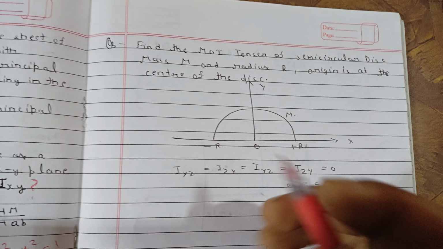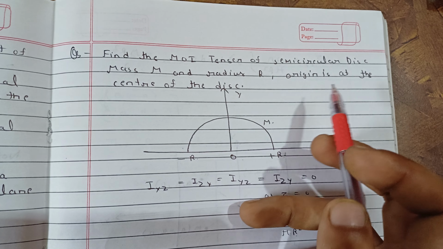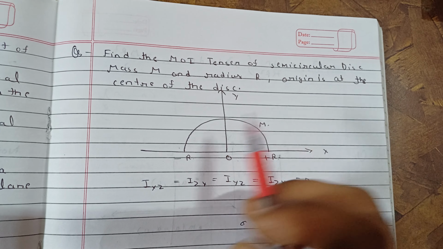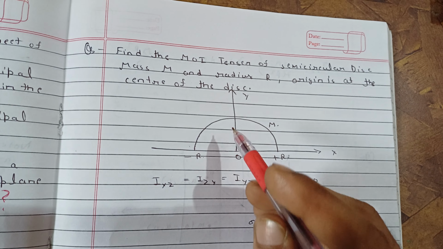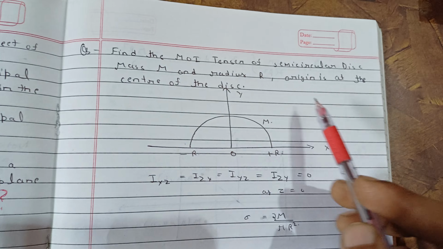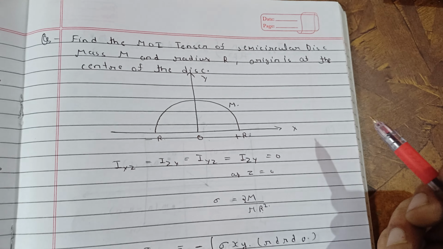Let's see one more question. Find the moment of inertia tensor of the semicircular disk of mass m and radius r, with origin at the center of the disk. So we need to find along this center. We need to find the tensor, meaning the complete matrix. So we can write it directly.